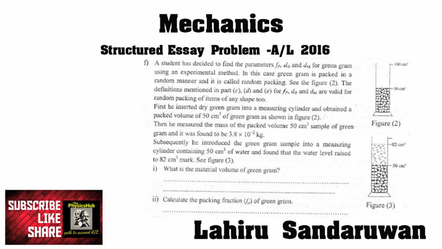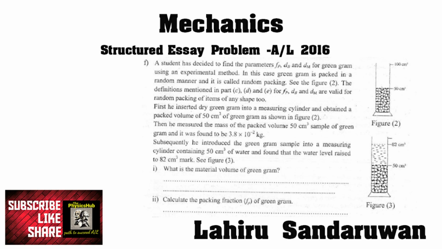of items of any shape too. First he inserted dry green gram into a measuring cylinder and obtained a packing volume of 50 cubic centimeters of green gram as shown in the figure. Then he measured the mass of the packed volume 50 cubic centimeters sample of green gram and it was found to be 3.8 into 10 to the power minus 2 kilograms.